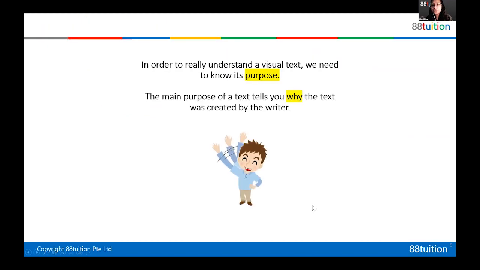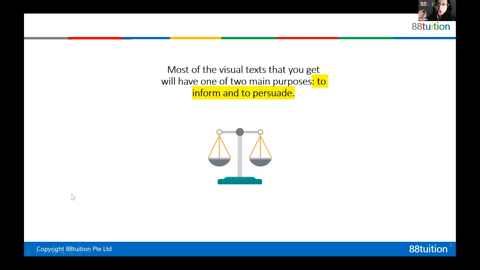In order to really understand a visual text, you need to know the purpose, the aim. Usually, if you look at the purpose, there's at least one question asking you, what's the aim of this advertisement? They like to ask this kind of question. It tells you why the text was created. So the purpose tells you why, it tells you the reason. So let's look at the next slide. Usually the 2 main purposes are to inform or to persuade. Sometimes you can do both.